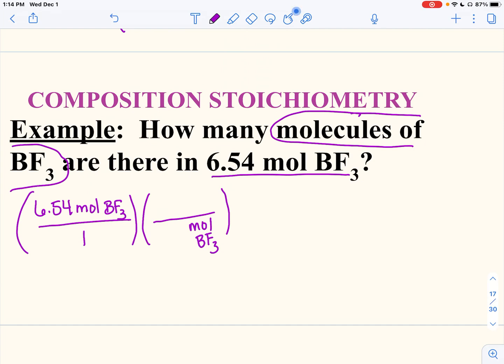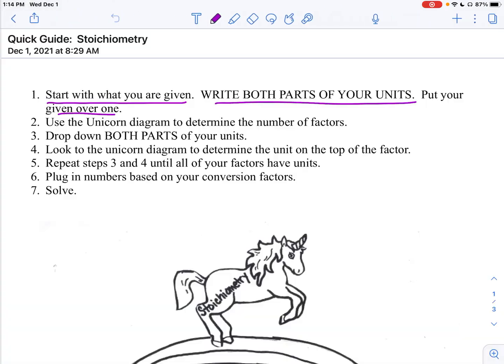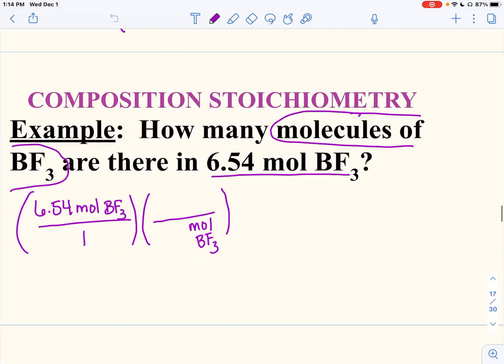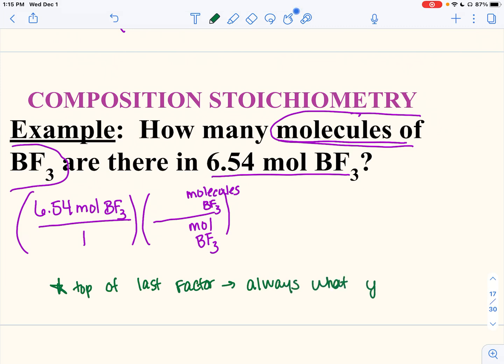Okay. And then step number 4 and 5, we can kind of skip. For this, we'll get to that in just a minute, okay? So what you'll do is the top of your last factor, just like in conversions, is always what you're looking for. So I might write myself a little note on my notes paper: top of last factor always what you're looking for.